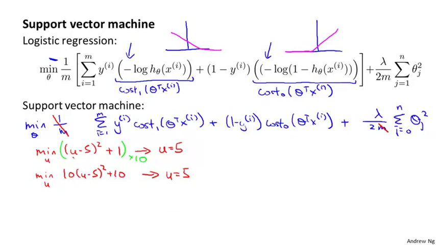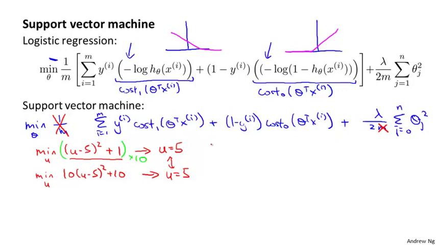So multiplying something that you're minimizing over by some constant, 10 in this case, does not change the value of u that minimizes this function. In the same way, by crossing out this m, all I'm doing is multiplying my objective function by some constant, and it doesn't change the value of theta that achieves the minimum.